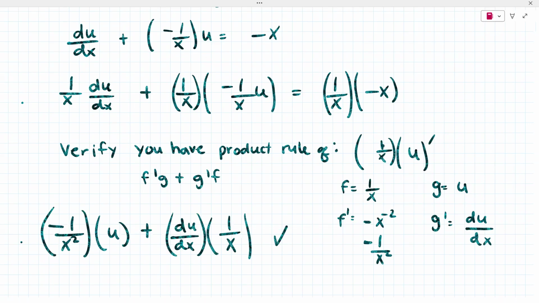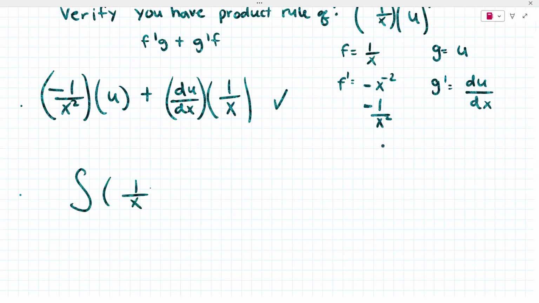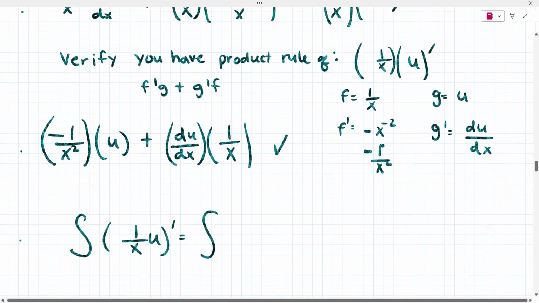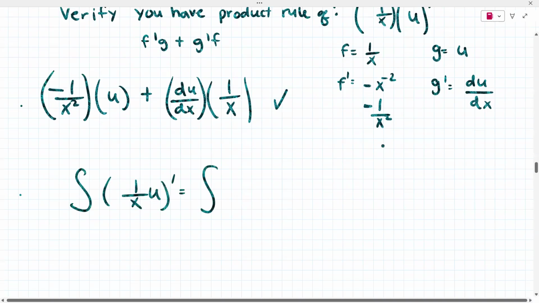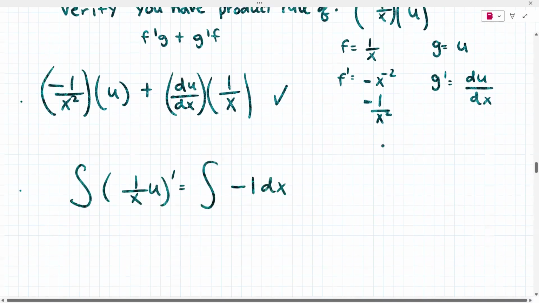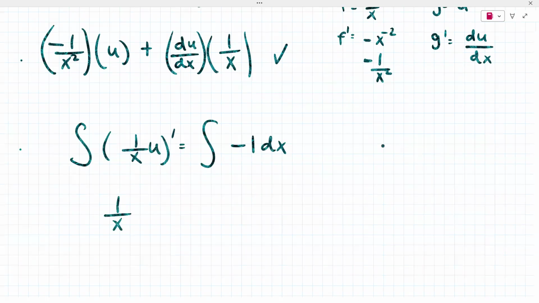Once we do that, then we just take the integral of each side. On the left side, it's the integral of 1 over x u prime. And on the right side, if you simplify, 1 over x times -x is just -1. We know that the integral and the antiderivative cancel, so you're just left with 1 over x du. And the integration of -1 is -x plus c.